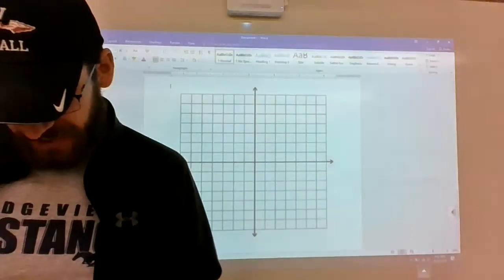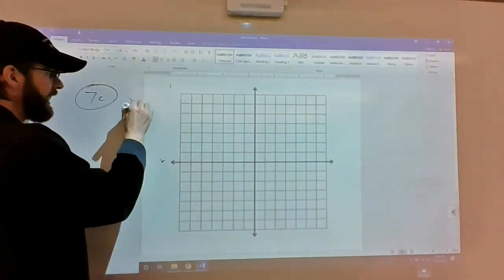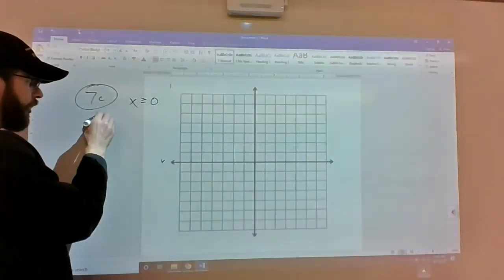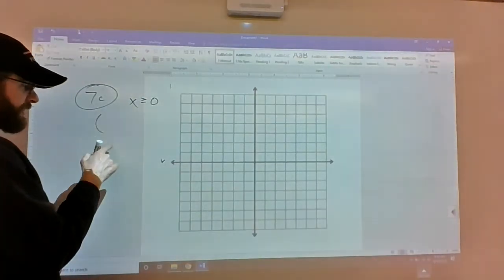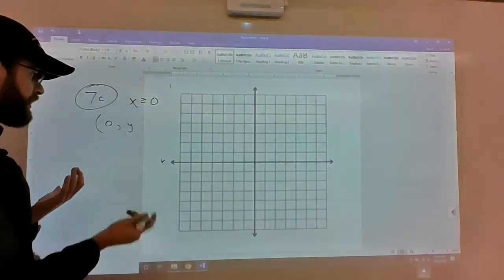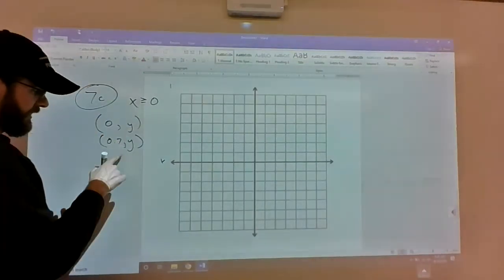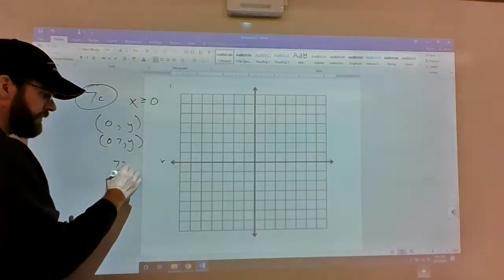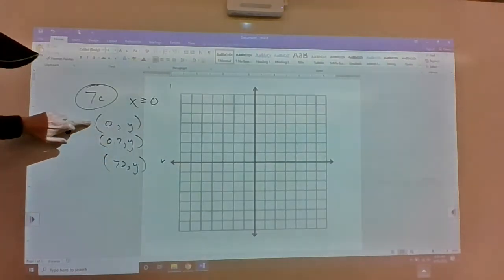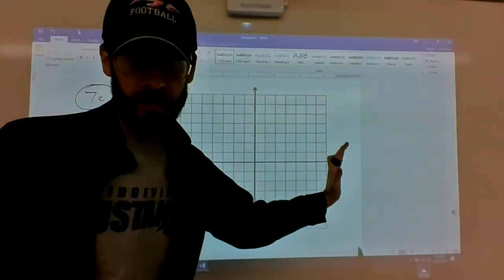All right, so 7c. This gives you an inequality, all right? X is greater than or equal to 0. So we're talking about all the ordered pairs where x could be 0, any y you can think of. Or it could be 0.7, any y you can think of. Or 72, like anything bigger than 0. So this would be a vertical line, that would be a vertical line, that would be a vertical line, but it's a series of infinite vertical lines.